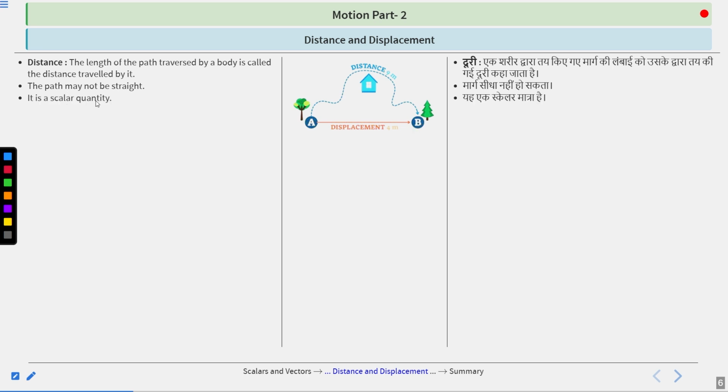And distance is a scalar quantity. Why? Because it does not have any particular direction. Like here you can say first it goes to the north, then east, then northeast, then again east, then towards the southeast, somewhat we could say, then again the southeast, south and southeast. So here, is there any particular direction the path is following? No, the path does not have any particular direction.